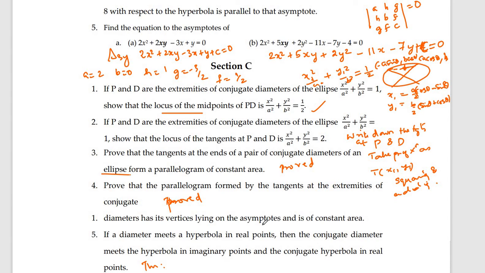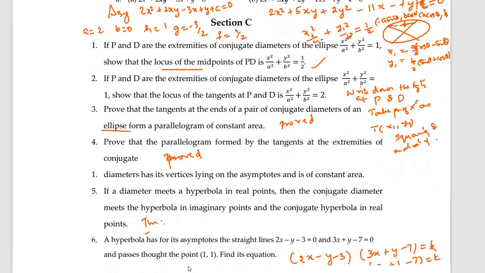So that's a theorem that we have already established, actually one of the properties. If a diameter meets a hyperbola in real points, then the conjugate diameter meets the hyperbola in imaginary points and the conjugate hyperbola in real points. So that is also done earlier.